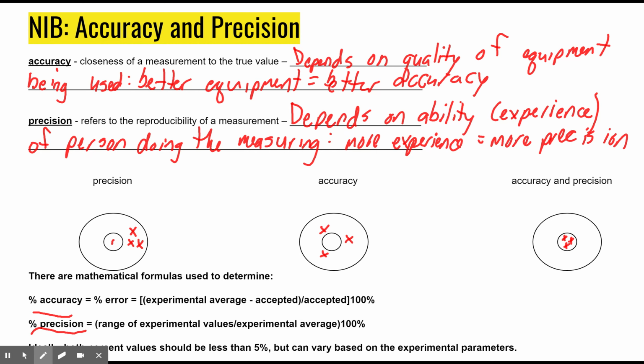We're going to have our lab experiment. We'll do the math for these as well, so don't worry about the formulas just yet. Ideally, you want to be less than 5% for both, but depending on what we're measuring, that can vary. So we'll go through an example of these for our lab experiment too. Maybe not this first lab, but we will in the future.